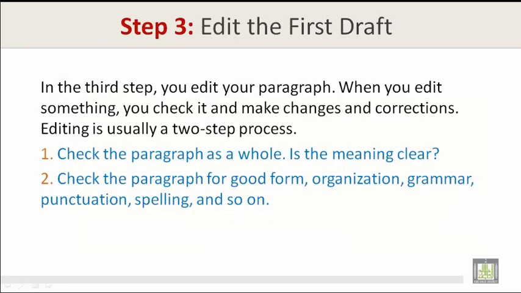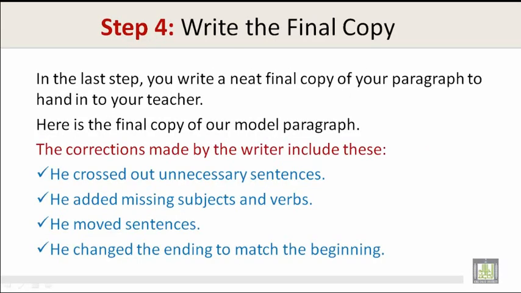If you listen closely, you will be able to hear some of the mistakes that occurred in this paragraph. In the third step, you edit your paragraph. When you edit something, you check it and make changes and corrections. Editing is usually a 2-step process. Process number 1 is check the paragraph as a whole. Is the meaning clear? Number 2 is check the paragraph for good form, organization, grammar, punctuation, spelling, and so on.